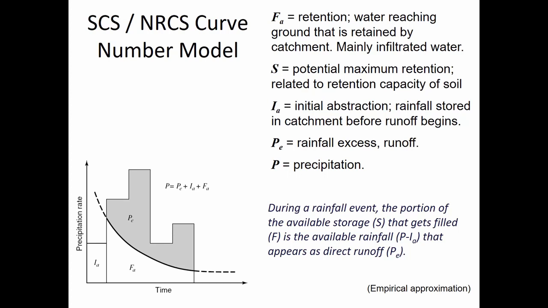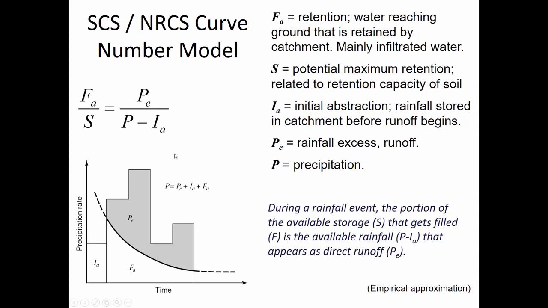So this is a mass balance equation: P equals P sub E plus IA plus F. This is kind of like the continuity equation that you learned back in fluid mechanics, that flow in equals flow out. So here we're saying that if there's runoff from a watershed, it's because of precipitation minus the other things that didn't run off. This is how the NRCS method conceptually conceives of what's going on inside of the watershed. It's saying that the water's tied up in three places.